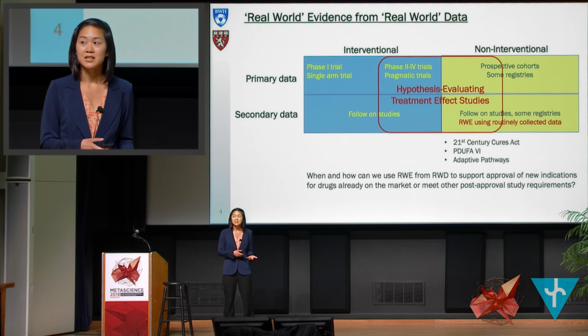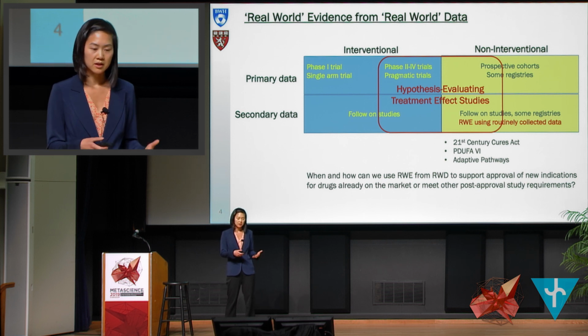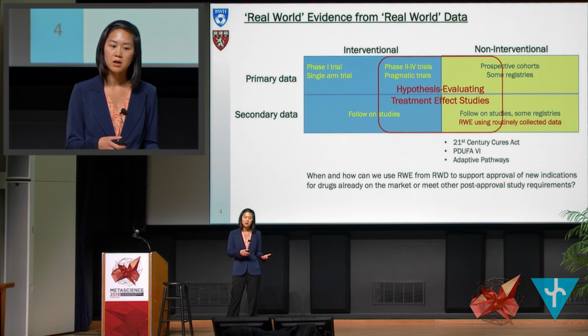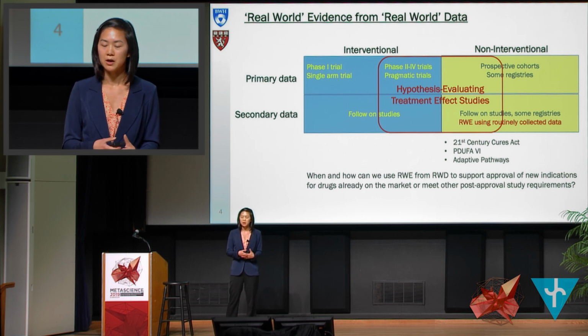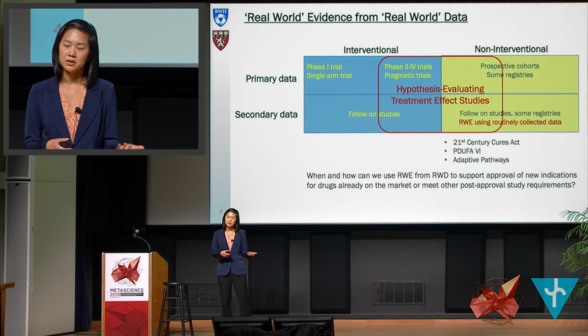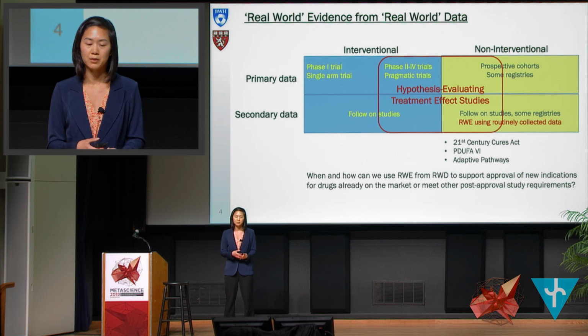And there's been a lot of recent interest in using this type of evidence to help support understanding when and how we can use that evidence to support approval of new indications for drugs that are on the market or meet other post-approval study requirements. And recently in the US, there's been legislation about that, including the 21st Century Cures Act and PDUFA 6, and what used to be called adaptive pathways in the EU.